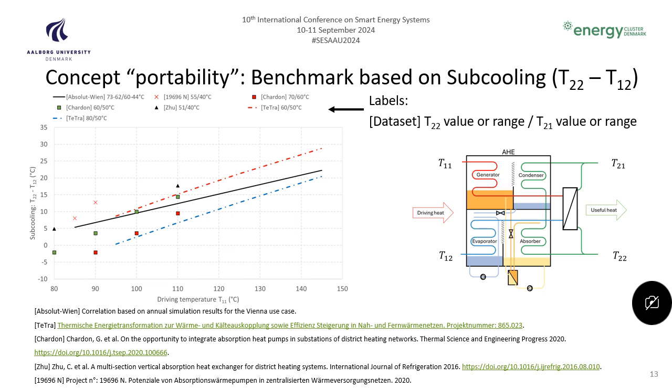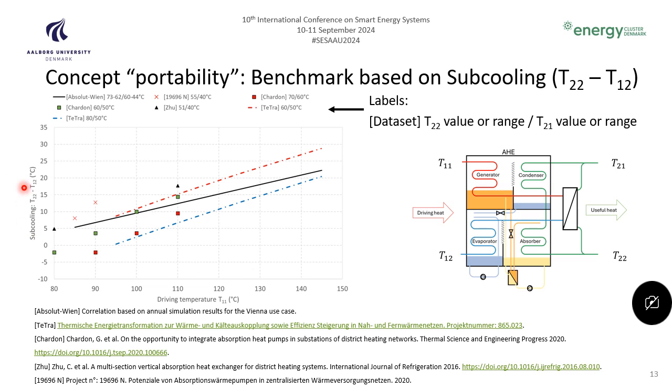This slide presents a benchmark diagram to help evaluate the benefits of integrating an absorption heat exchanger into a district heating system. The specific advantages, such as reduction in heat losses or increased transport capacity, vary depending on the characteristics of each district heating network, so operators will need to perform their own assessment.